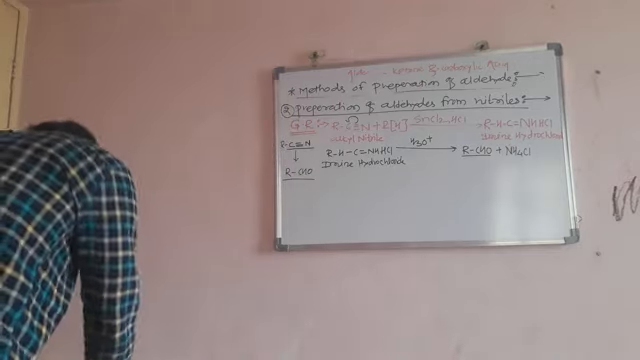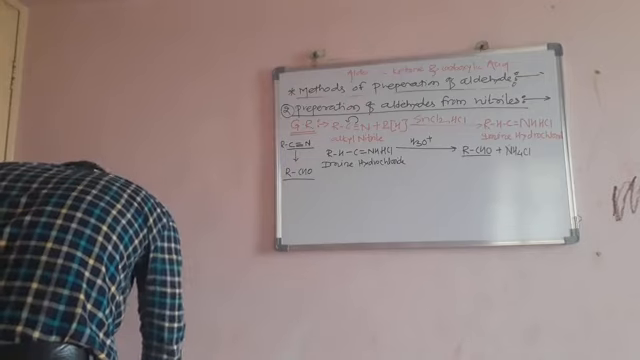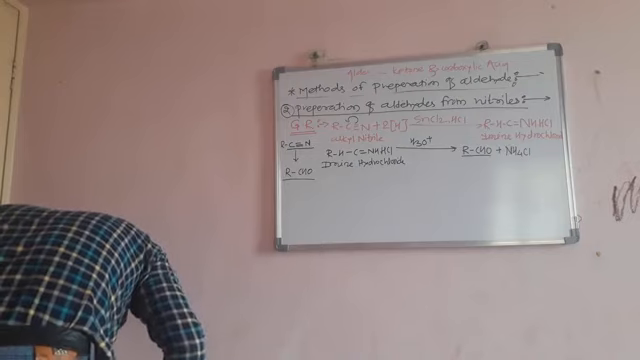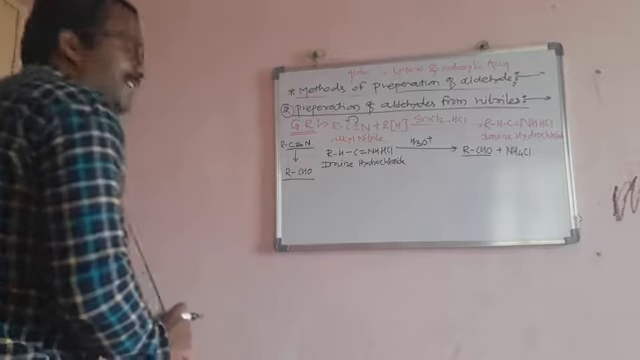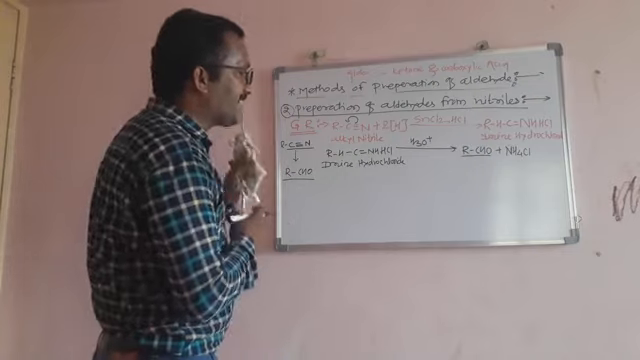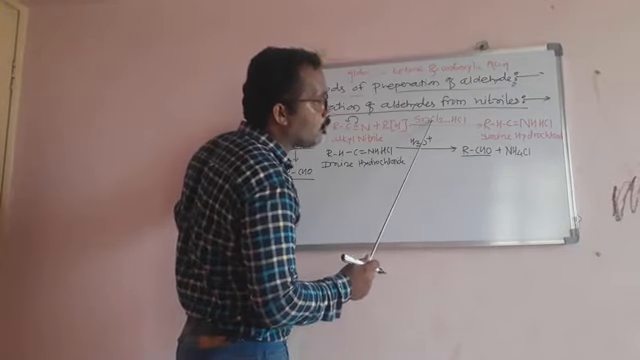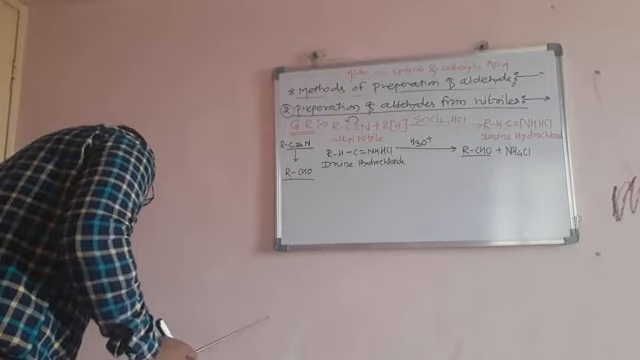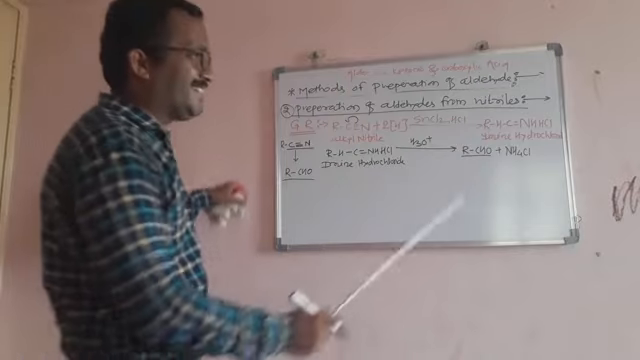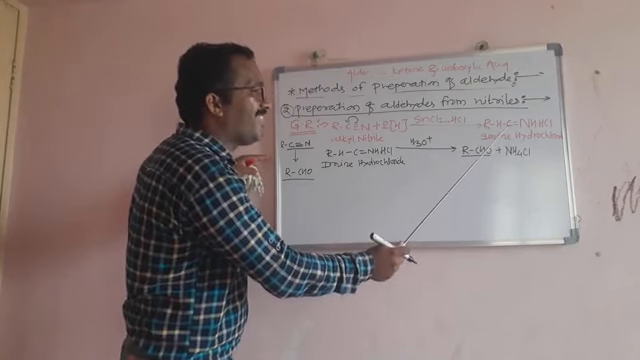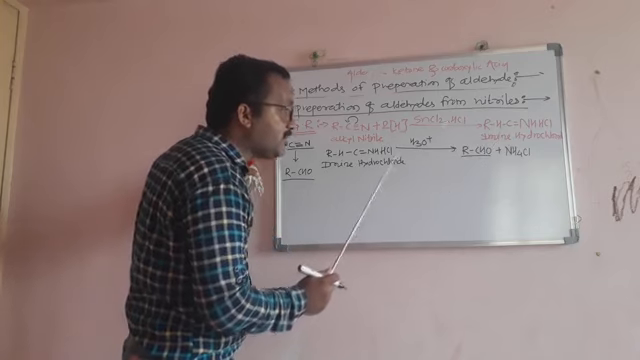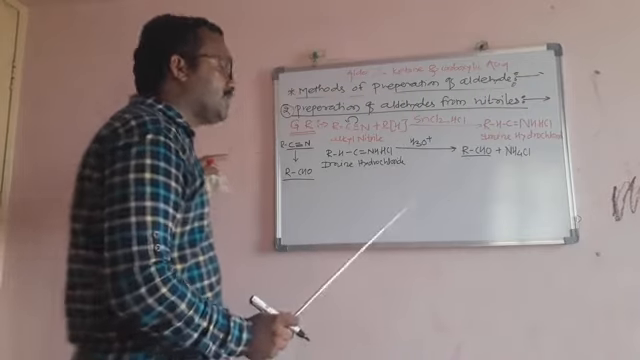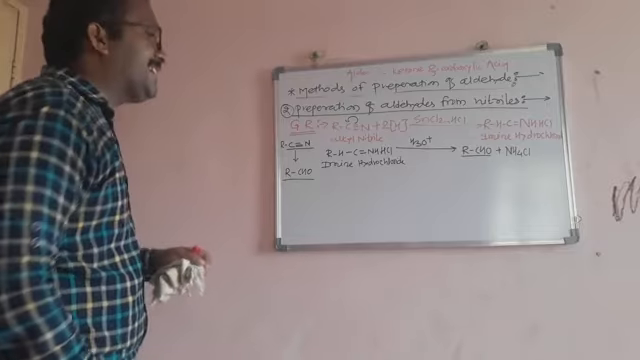The example we have to discuss here is ethanenitrile. Ethanenitrile undergoes reduction with stannous chloride in the presence of HCl. That gives the corresponding imine hydrochloride, and this imine hydrochloride undergoes hydrolysis, that is acid hydrolysis, to give the corresponding aldehyde, that is ethanal.